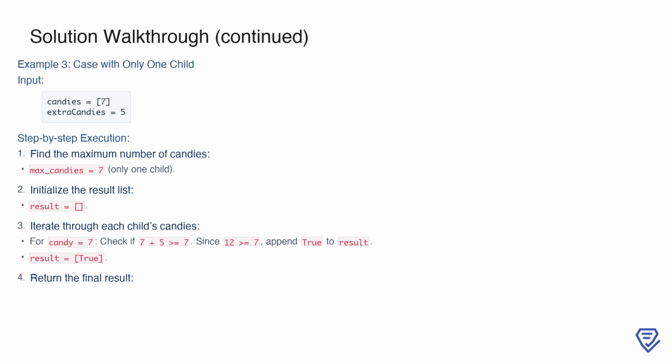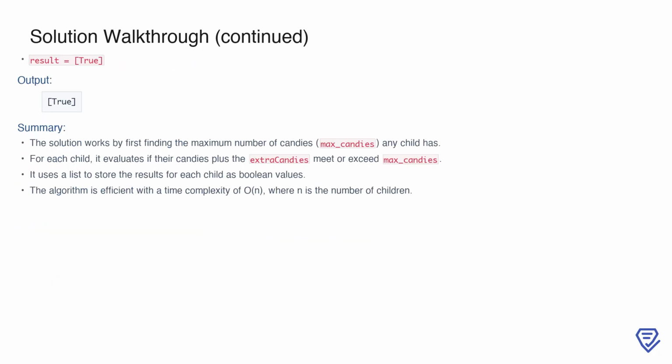For the single child, the condition 7 plus 5 is greater than or equal to 7 evaluates to true, so we append true to the result list. At this point, the result list is true. The final result for this case is true, which means the only child can have the greatest number of candies after receiving the extra candies.